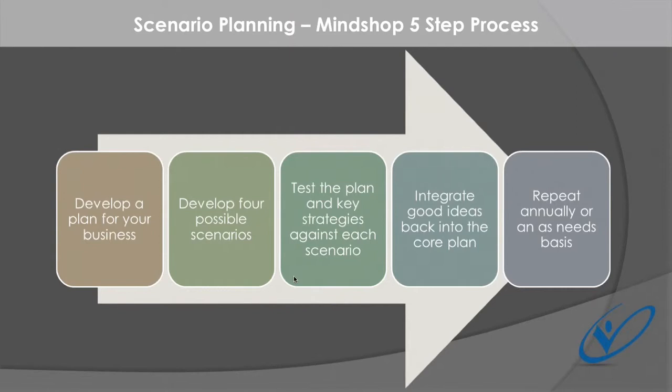Analyze the business environment, develop 4 possible scenarios, and then step 3 is to test the plan and your key strategies against each scenario. Once you've done a bit of that testing, then we can look at the good ideas that drop out of it, any changes you might need to think about, and integrate those back into your core plan, and then you can repeat it. So you can either repeat it on an annual basis, just looking at scenarios again, or you might decide that you need to look at and test more than 4 scenarios. You might want to go and test it again and create a whole heap of other scenarios.